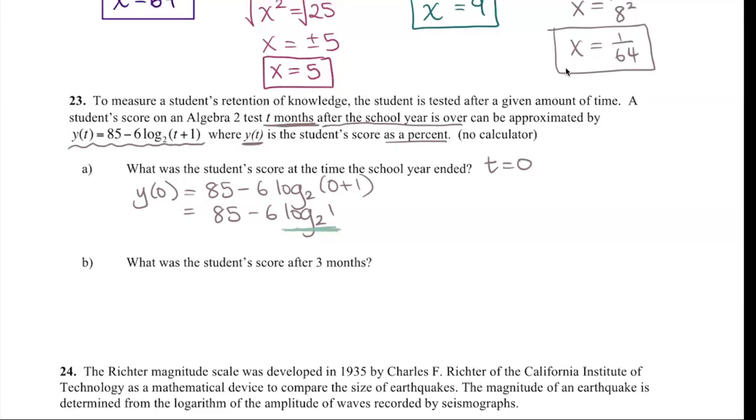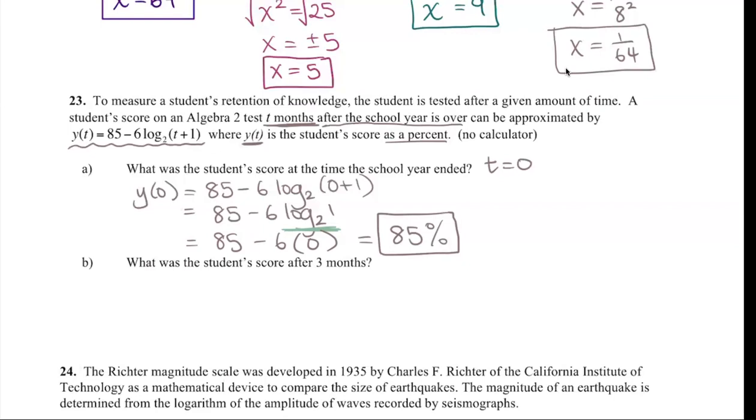So I think you guys kind of did this already with the problem in the front. This is asking, 2 to what exponent gets me 1? So you guys told me that that is actually just equal to 0. All right, so then this is just 85 minus 0, which is 85. So this is 85%. All right, so that is the retention of the student right when the school year ends.